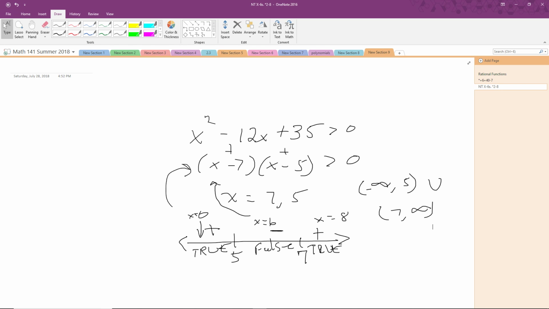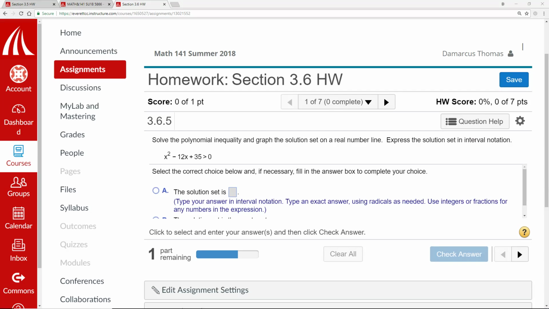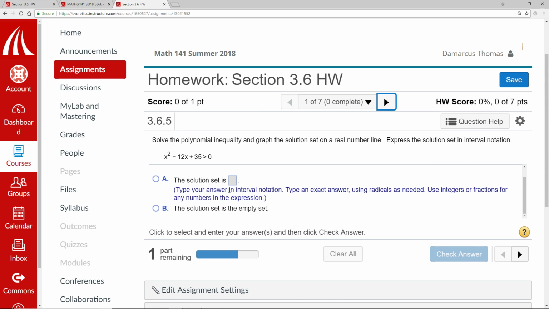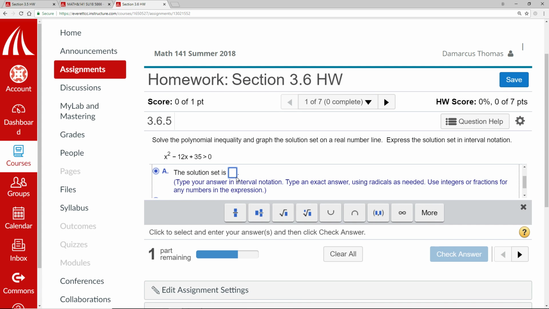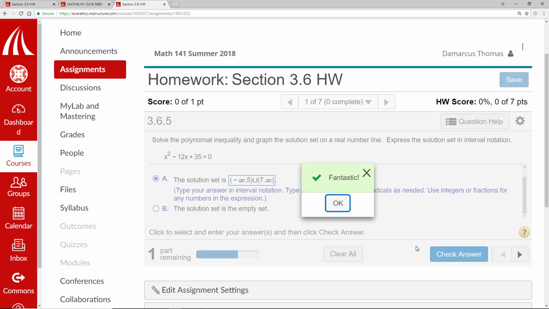And when we come back into the entry of the solution, they want interval notation, not set builder. So what we'll do is put in negative infinity to 5, and then we'll union it with 7 to positive infinity. And we'll check to see if that works, and it did.